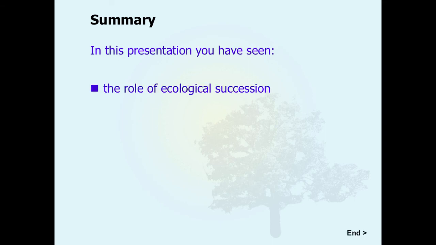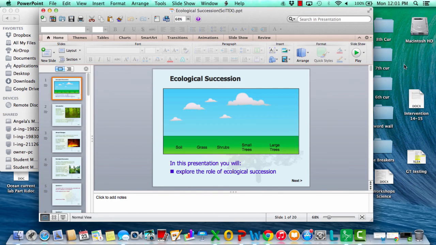Okay, so summary, you understand the roles of ecological succession and the two different parts. So tomorrow we're going to do a foldable, after we go outside and look at our things, so we need to understand the difference between primary and secondary.